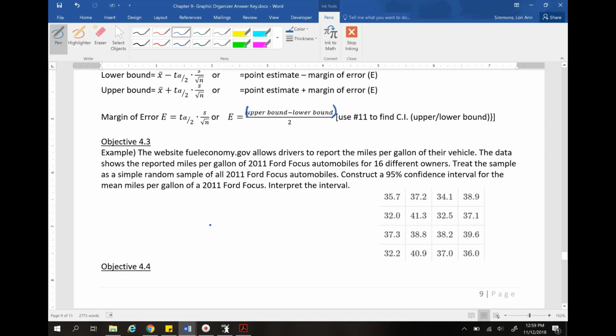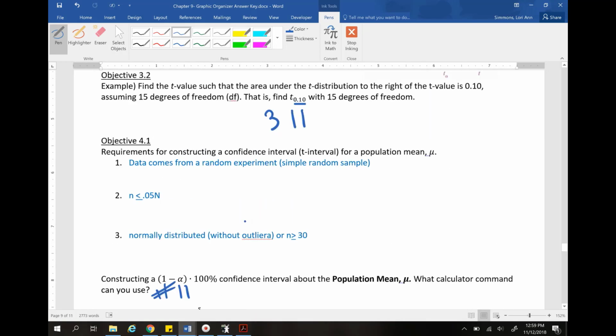The website fueleconomy.gov allows drivers to report the miles per gallon of their vehicle. The data shows the reported miles per gallon of 2011 Ford Focus automobiles for 16 different owners. Treat the sample as a simple random sample of all 2011 Ford Focus automobiles. Construct a 95% confidence interval for the mean miles per gallon of a 2011 Ford Focus. Interpret this result.